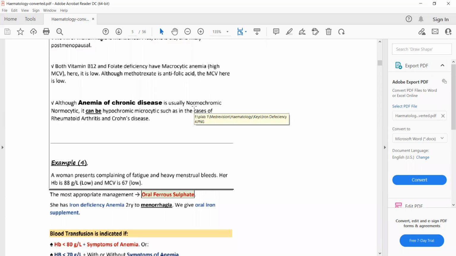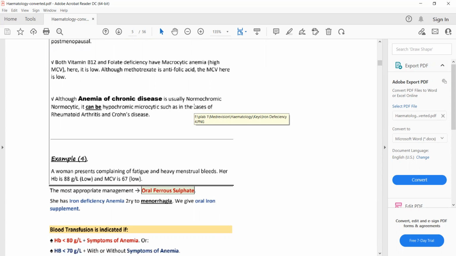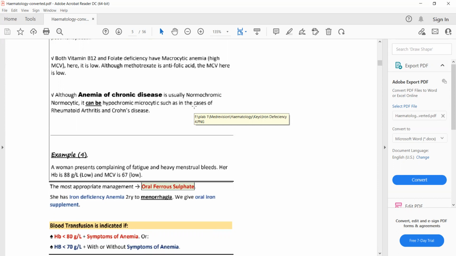So remember that normally anemia of chronic disease is normocytic and normochromic. But in case of rheumatoid arthritis and Crohn's disease, because they are chronic inflammatory conditions, the anemia of chronic disease is hypochromic and microcytic.